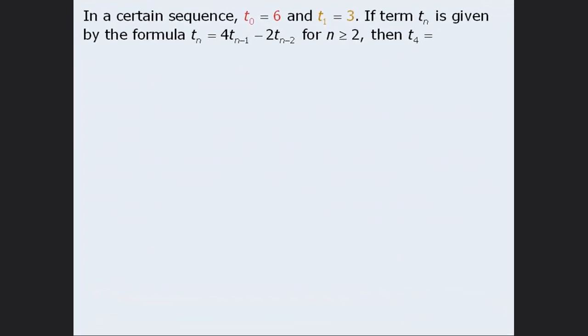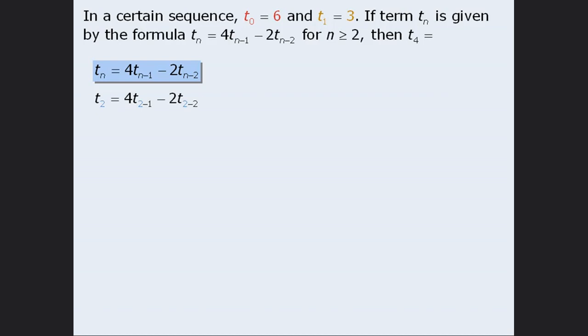Okay, now let's examine another question. Here we are given the values of term 0 and term 1, and we are given a formula for finding subsequent terms. Our goal here is to find the value of term 4. To do this, we must begin finding the values of terms at the beginning of the sequence. Since we already know the values of term 0 and term 1, let's find the value of term 2.